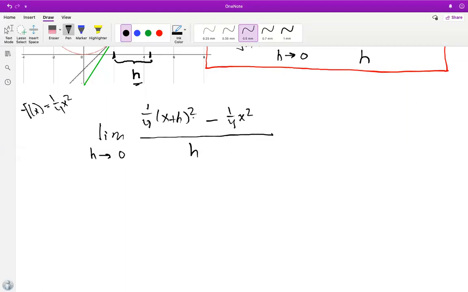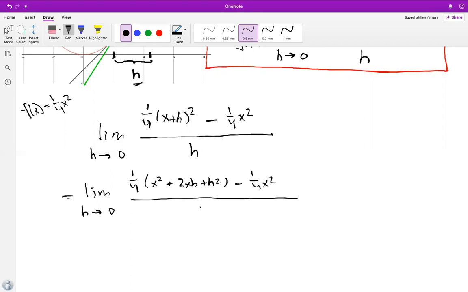So basically, x plus h squared, you can distribute. That's really x plus h times x plus h, which is x squared plus 2xh plus h squared, minus 1/4 x squared, all over h. This, of course, I FOILed, because distributing the squared in there is illegal.